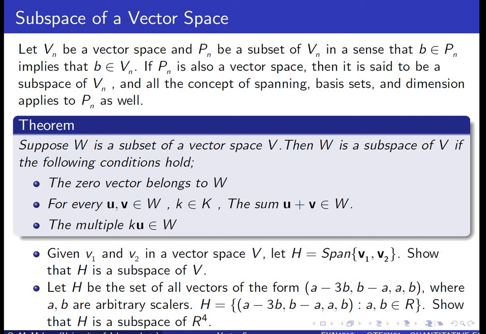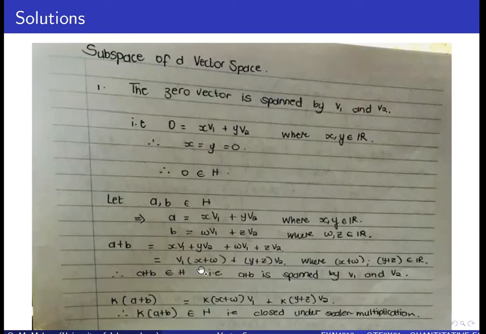So we have examples here. We have two examples. Given v1 and v2 in a vector space V, our set is defined as H. H is equal to span of v1, v2. Show that H is a subspace of V. Obviously, if H is the span of v1, v2, it means any element of H is spanned by v1 and v2, right? So I have worked it out in the next slide.